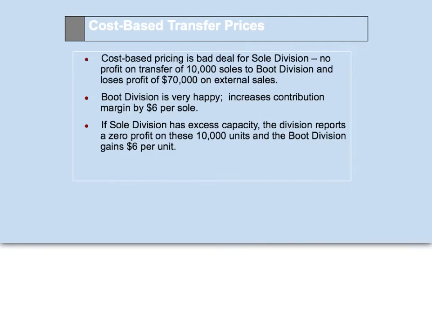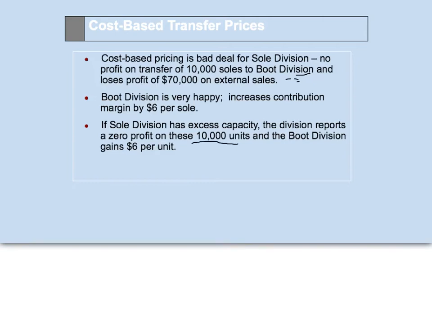Cost-based pricing is a bad deal for the sold division. No profit on the transfer of 10,000 souls to the boot, and they lose the 70,000 that they would have sold to the outside world. The boot division's happy. It increases their contribution margin by $6 per soul. If the sold division has excess capacity, the division reports a zero profit on these 10,000 units.